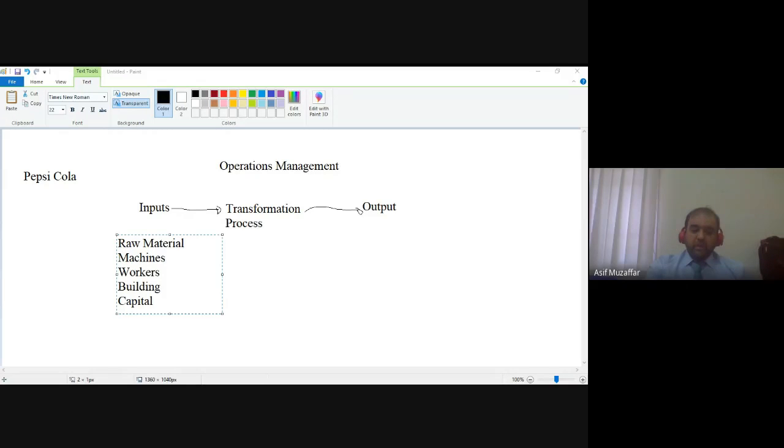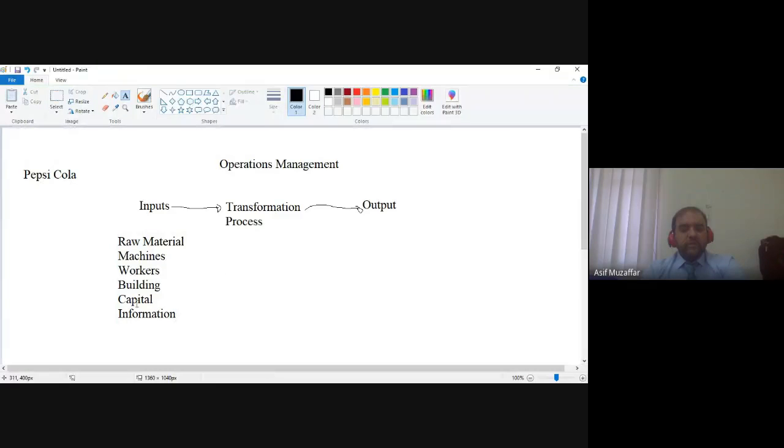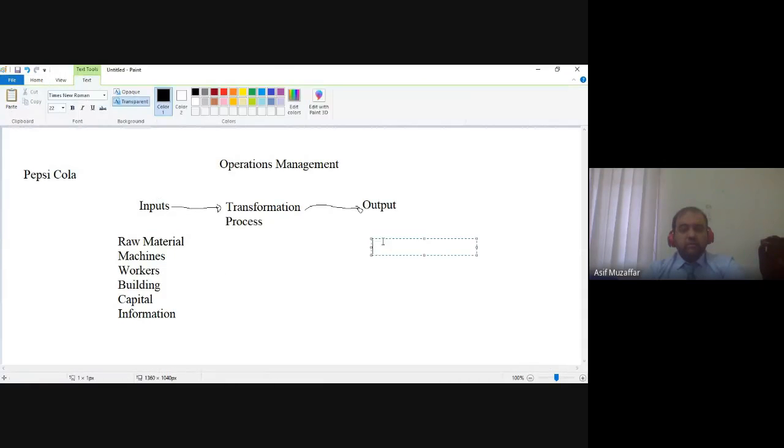Truck for delivery, okay. But this is not required for making the product. So maybe, okay, delivery system is also okay. Or I need information as well, information about the Pepsi formula, how to make a Pepsi. So I hope these things are okay. If I have these inputs with me, I can transform them into my product. My product in this case is Pepsi Cola.